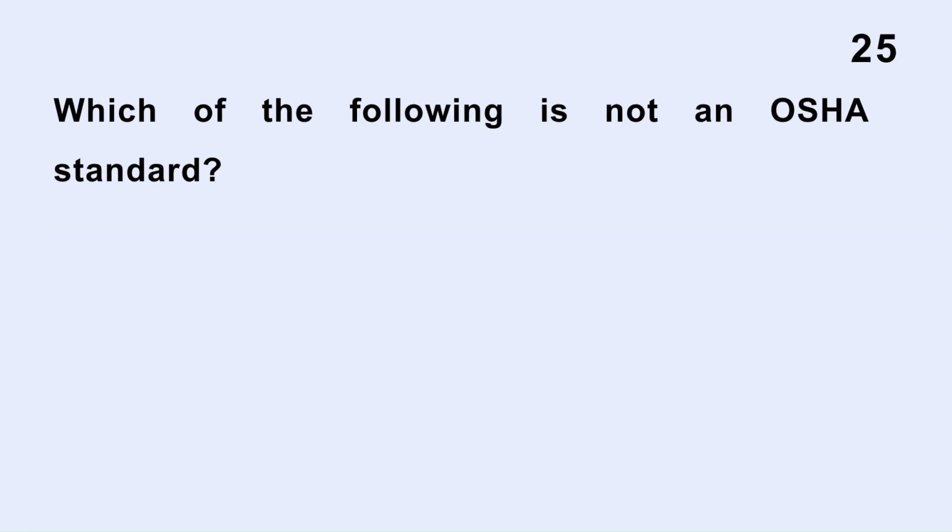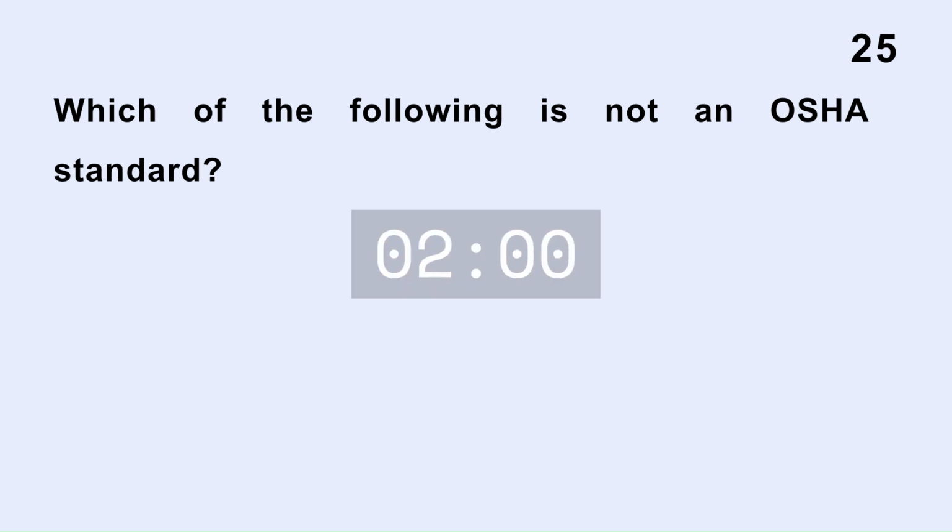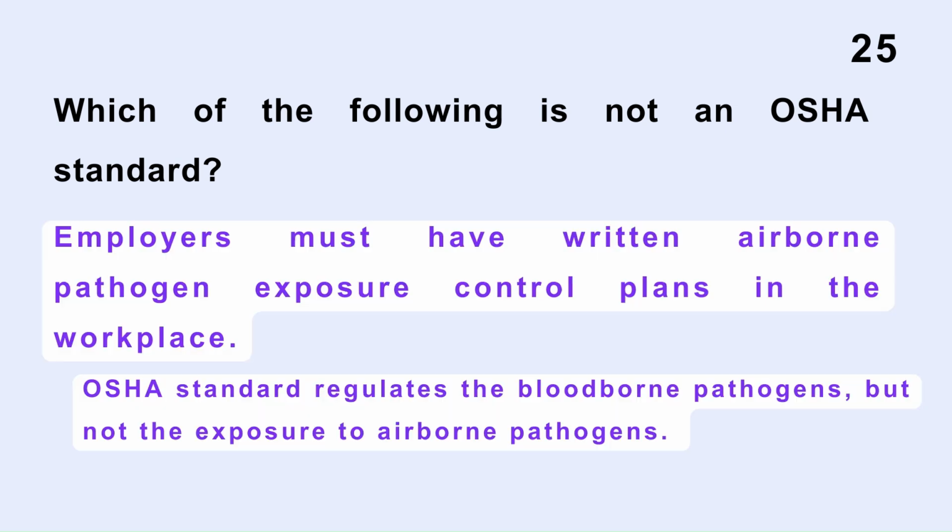Number 25. Which of the following is not an OSHA standard? Employers must have written airborne pathogen exposure control plans in the workplace. OSHA's standard regulates the bloodborne pathogens, but not the exposure to airborne pathogens.